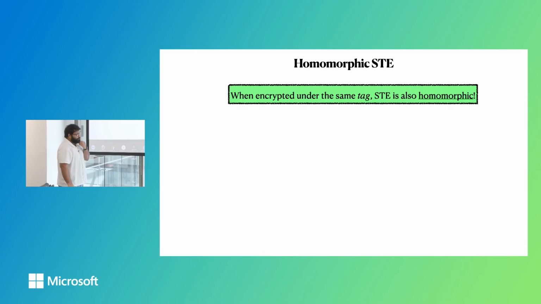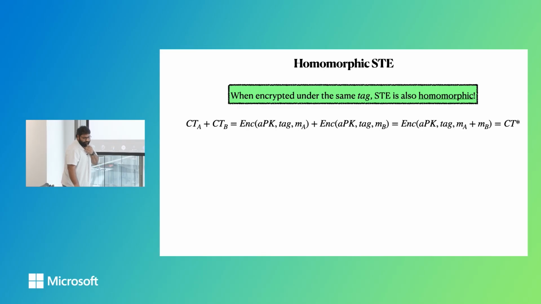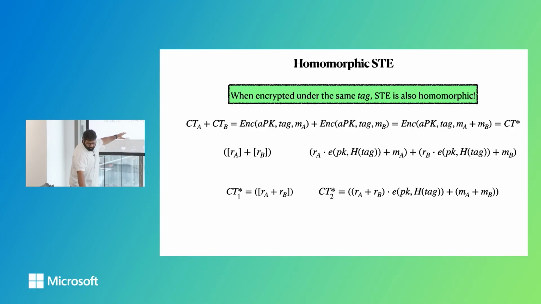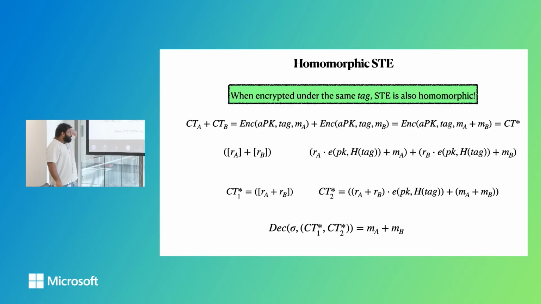Okay, so when encrypted under the same tag, the threshold encryption scheme is actually also homomorphic. This is something that we just observe: it's quite easy to make the encryption scheme homomorphic. And just to see what it looks like, this ciphertext is the homomorphically added ciphertext, which has the same shape as one of the ciphertexts that I showed you in the previous slide.